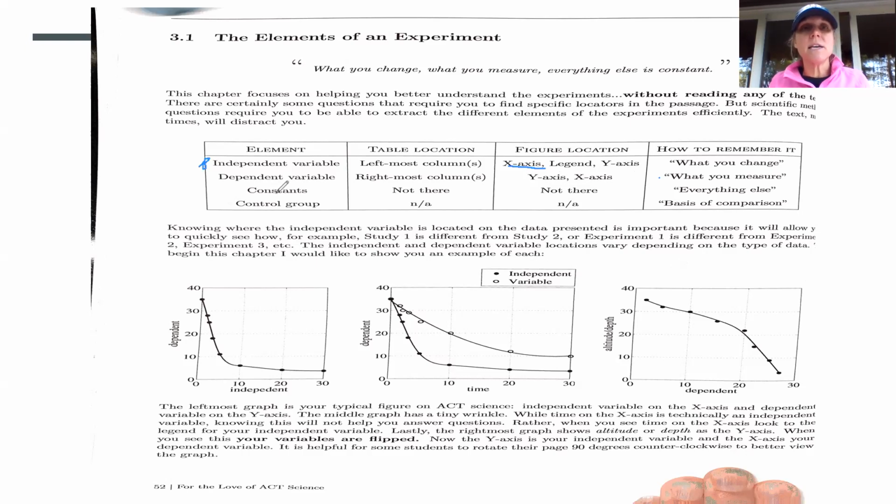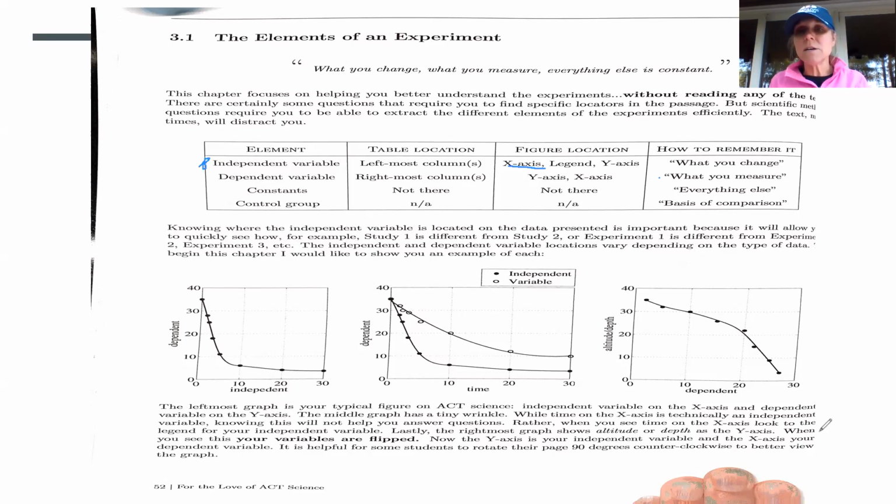A constant is the thing in the experiment that does not change. On a table and on a figure, it generally is not there. So you can assume that everything else is constant if they don't mention it. If temperature isn't mentioned, then you can assume it's constant. If time isn't mentioned, then you can assume that it is a constant, or the window of the experiment. Okay, the control group is your basis of comparison. It's generally not on your table or your figure.